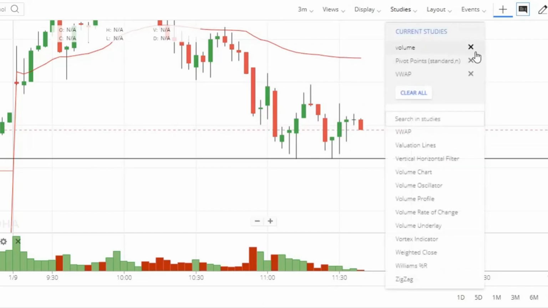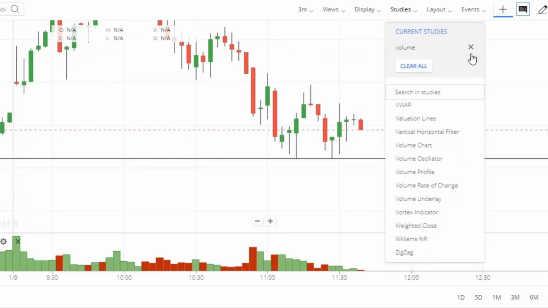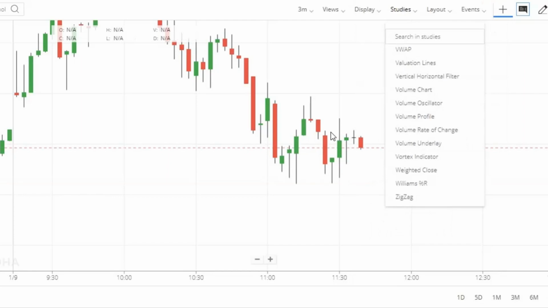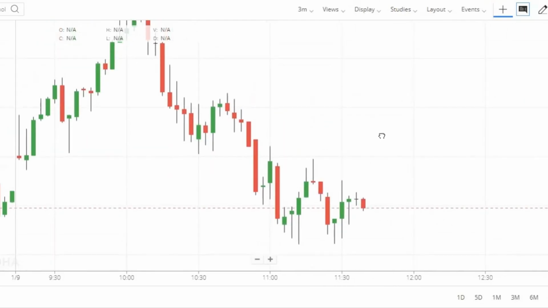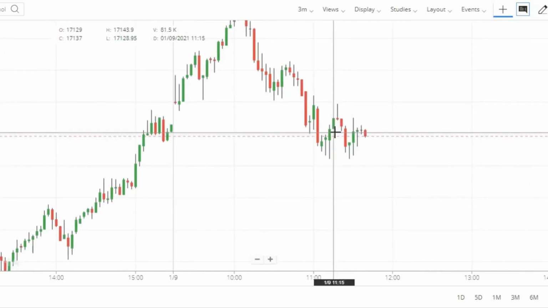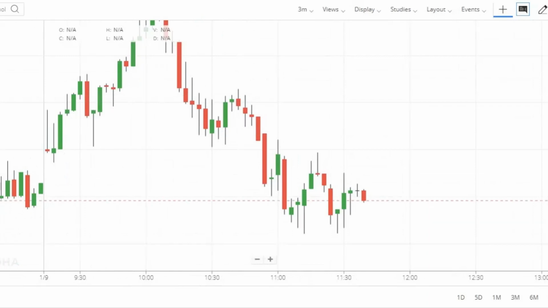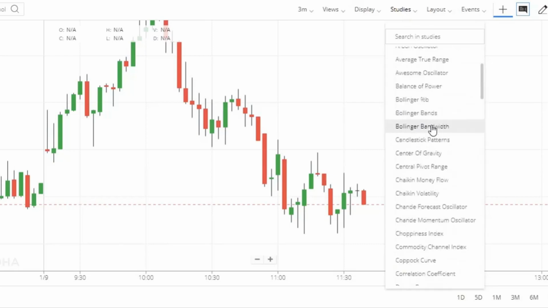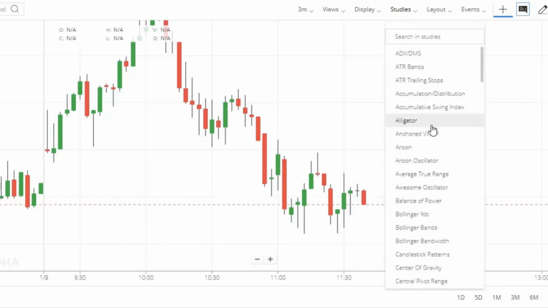So for now, let's clear the charts and let me give you an idea of how to add indicators. This is the Kite platform, the Zerodha Kite. And when you open a chart, you can see studies over here. Okay. And here you can find tons of indicators. So you can add whichever you want to. In today's video, we are going to see RSI, which means relative strength index.